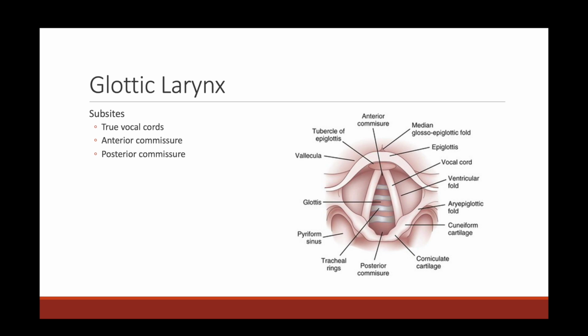Other than the true vocal cords, the only other subsites within the glottic larynx are the anterior commissure and the posterior commissure, which basically correspond to the anterior and posterior walls of the glottis. The anterior commissure you can differentiate from the posterior commissure because the vocal cords kind of form a V shape, and where they join, you can see that is where the anterior commissure is. So think of them kind of like pointing and creating an arrowhead towards the anterior commissure.